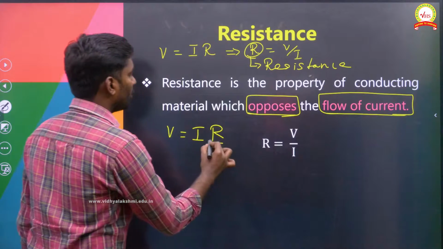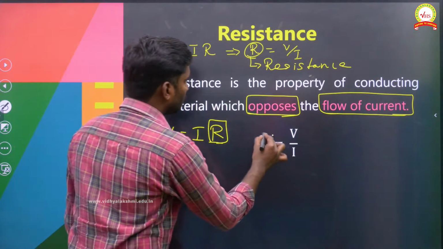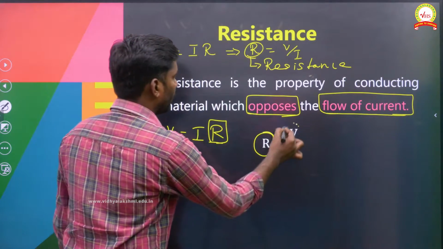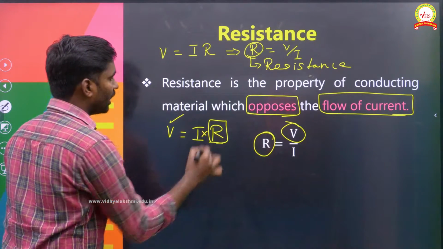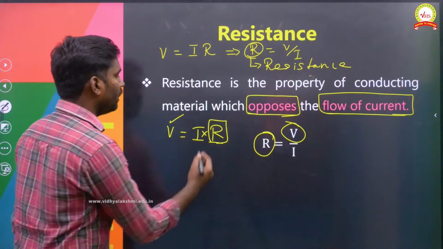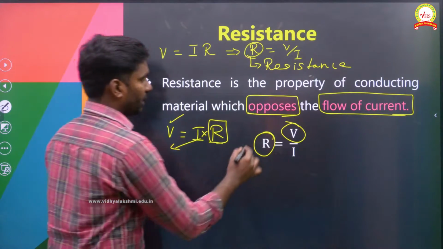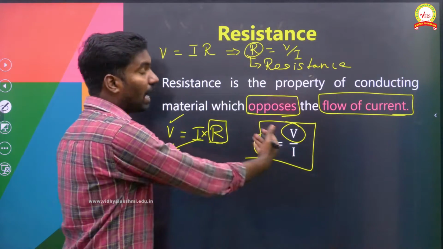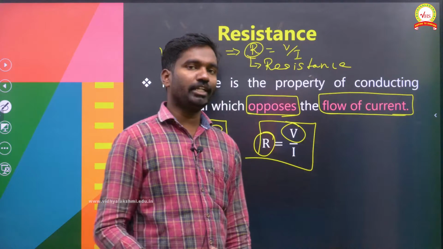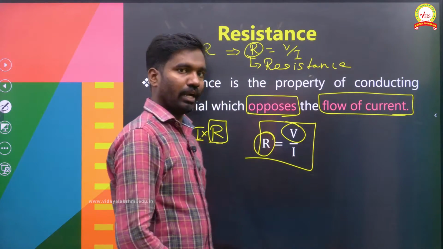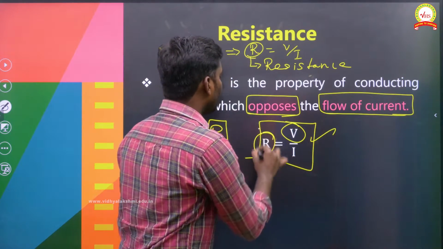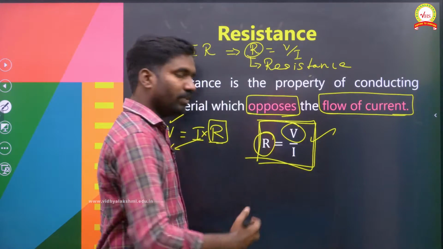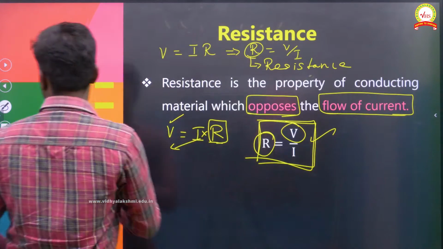if I need R alone, how can I rearrange the equation? So R = V. Here I is in multiplication, while coming to the other side, it will become a division. So R = V/I, where R is the resistance, V is the potential difference and I is the current. By using this formula, we can calculate the resistance of the conducting material.